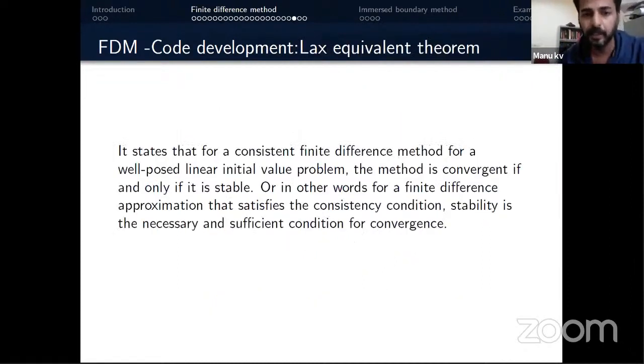This is the important theorem: we have to look at the consistency part as well as the stability part. This is one of the most important things with numerical schemes. We have to look at the convergence part, consistency part and stability part. The method is convergent if and only if it is both consistent and stable, so we have to look at both aspects.